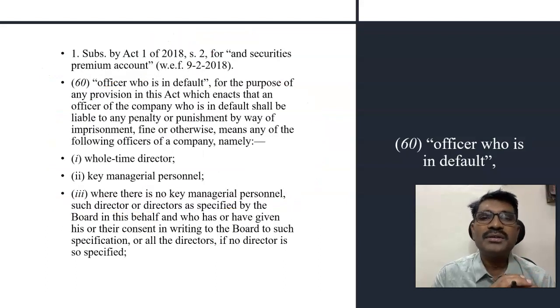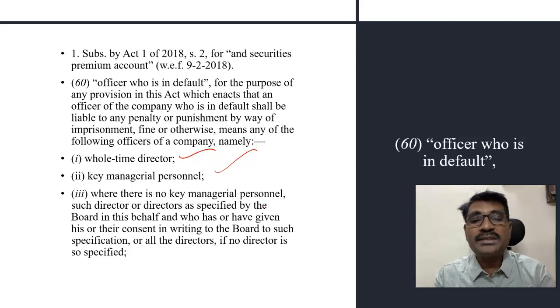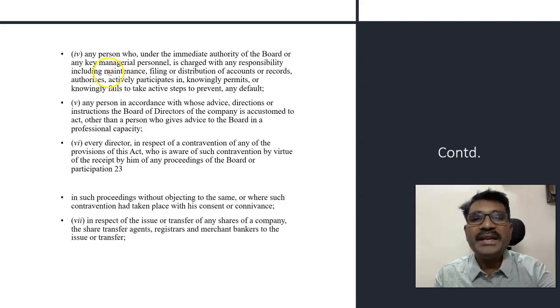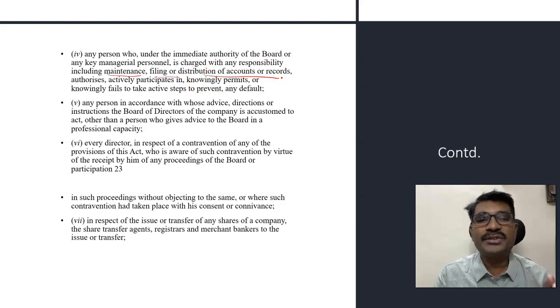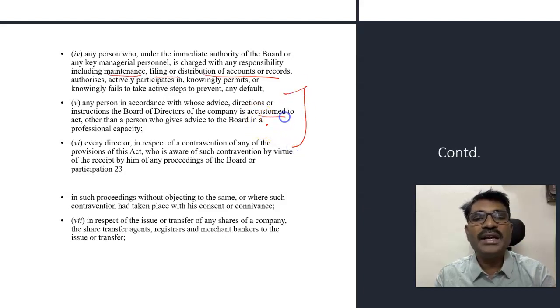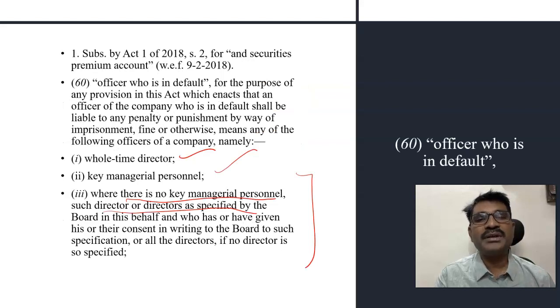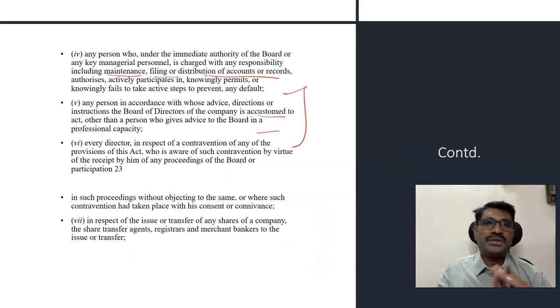Then there is also another definition that is called Officer in Default. In the case of Officer in Default, it says Whole-time Director and the KMP. And it also says where there is no KMP, such directors are the directors specified in the board, and any other directors who have authority in the board and are charged with the responsibility of maintenance, filing and distribution of accounts or records, and where the board of directors have given powers to act. My point here is that officer in default is the broader definition.